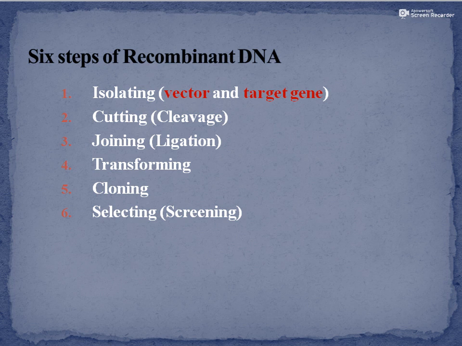The fourth one involves the transformation, or putting the recombinant DNA into a host cell. The fifth step involves cloning it, and the sixth one mainly includes the screening of the recombinants. So let's go through these steps in detail in a brief manner.